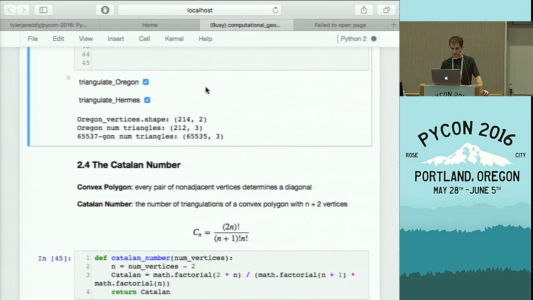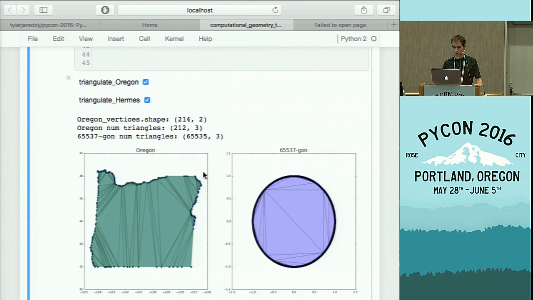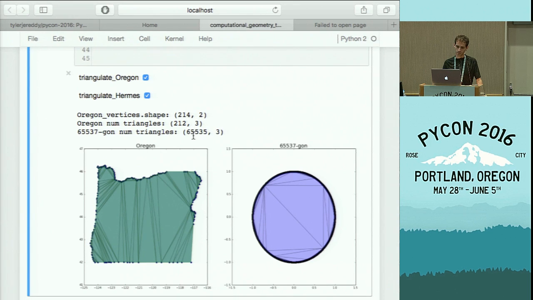And now let's try to triangulate the 65,537-gon, which might take a little longer. And we can see that there are, in fact, 65,535 triangles. So it's n-2. And for that, you definitely can't see most of the triangles. You can only see a very small subset. They appear to sort of radially get smaller as you move around.